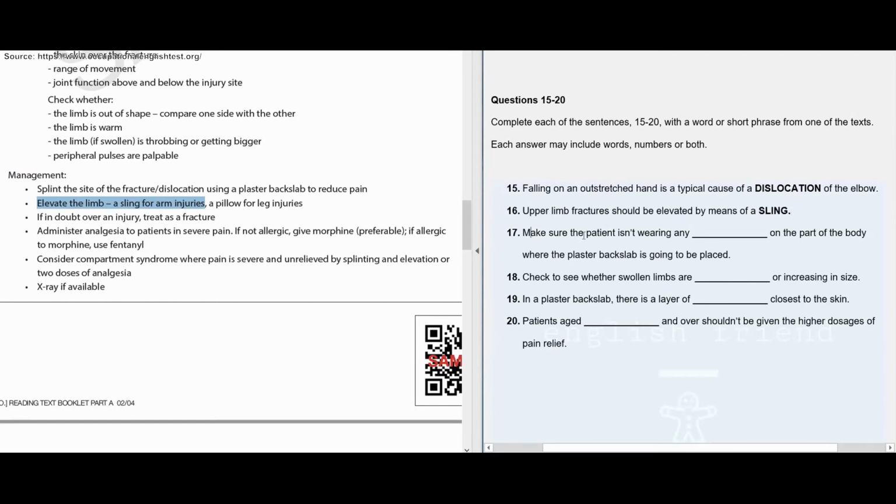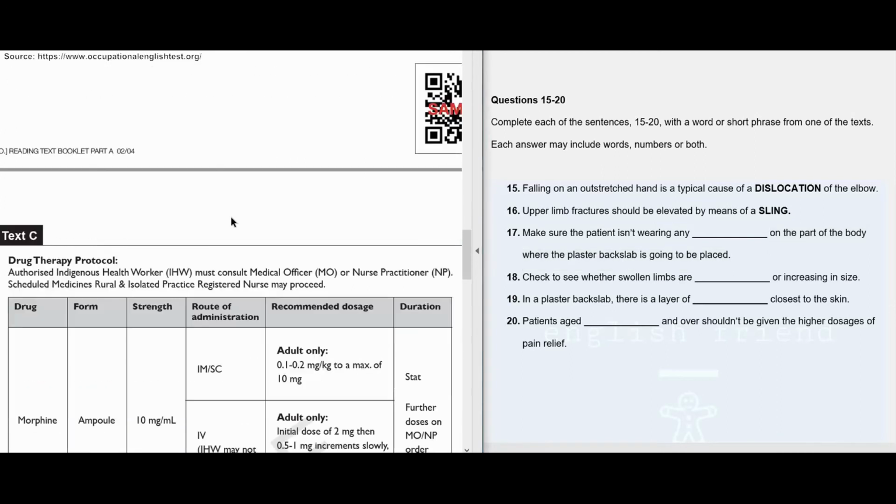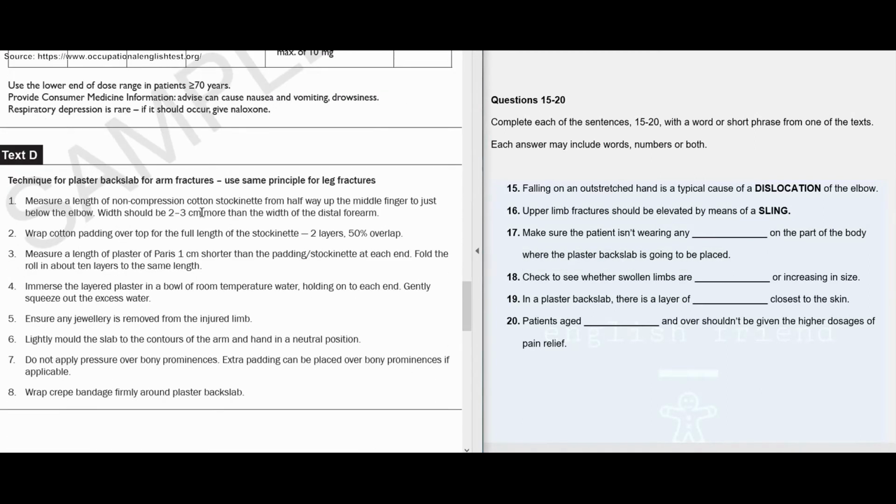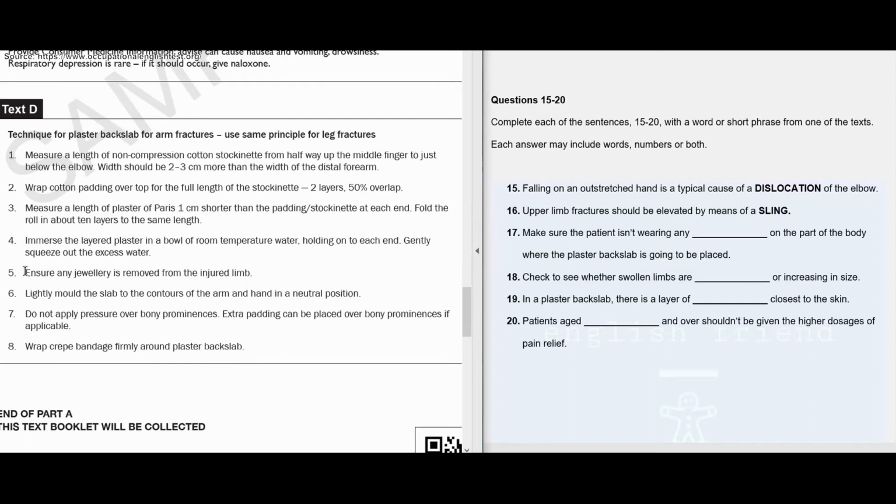Question number 17. Make sure the patient is not wearing any dash on the part of the body where plaster backslab is going to be placed. As it is related to plaster backslab, answer is in text D. Point number 5. Ensure any jewelry is removed from the injured limb. So answer for question number 17 is jewelry.